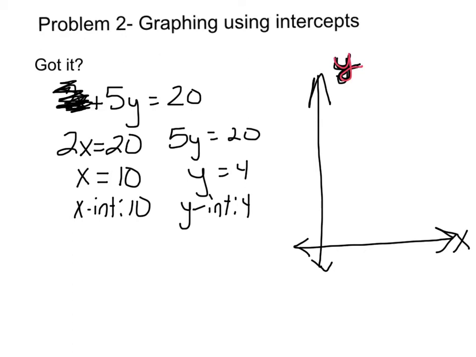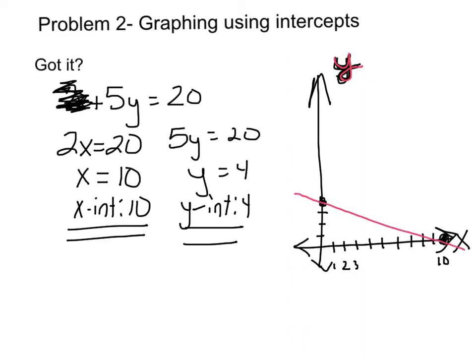So, what's my x-intercept? My x-intercept is 10. So that's where it crosses the x-axis. So 1, 2, 3, 4, 5, 6, 7, 8, 9, 10. So I put a dot here because that's where it crosses. Where does it cross the y-axis? It crosses the y-axis at 4. 1, 2, 3, 4. Put a dot. And then you draw a line through the points. And that's it. That's how you graph using the x and y intercept.